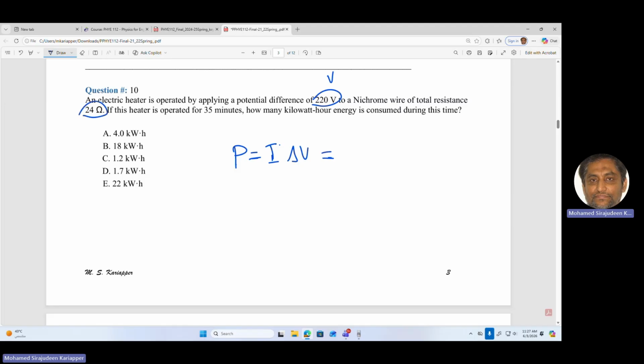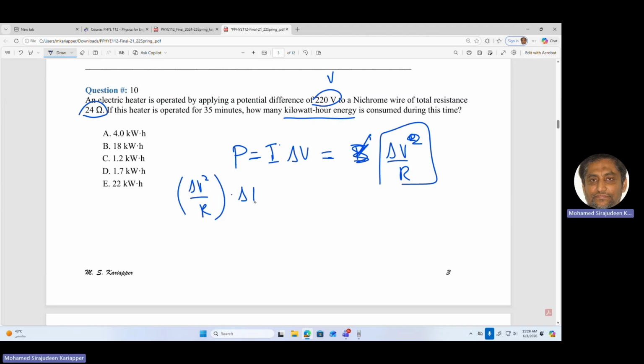So using Ohm's law, this can be translated to I squared, but the current is not given, so delta V squared divided by R. So this is the equation we should use for the power. So power is, we know, delta V squared over R. So delta V is given, R is given, but we need the consumption of the energy. So power multiplied by the time will give you the energy. So let's go to the energy straight away.